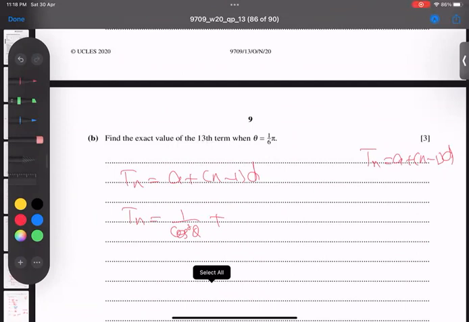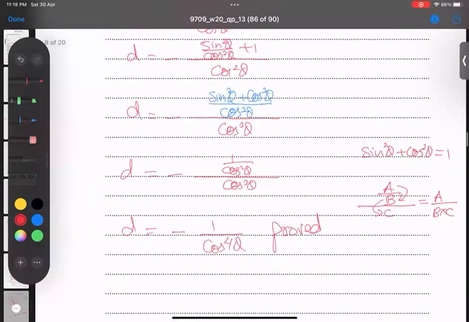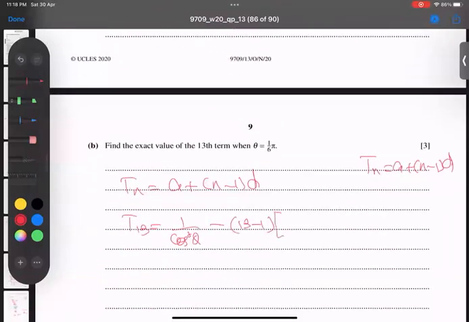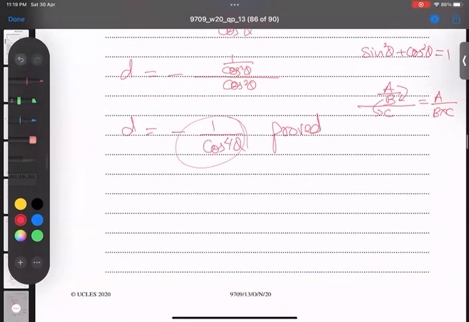So it is very clear, 13 is here. I'm writing this 13 in the place of n. So I should erase it, and I write 13 here. 13 minus 1 here. And the common difference was just proved here, this one: negative 1 over cos 4 theta, because we just have the same thing here.